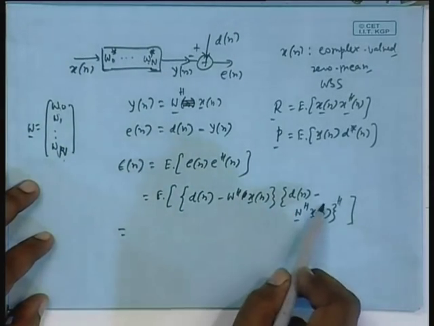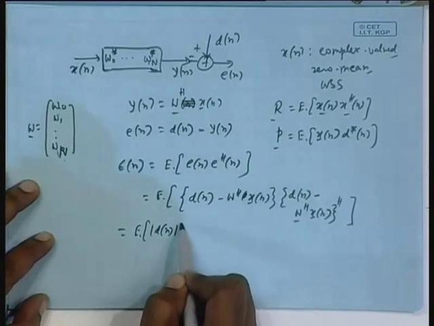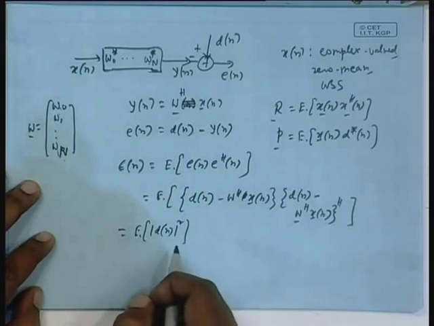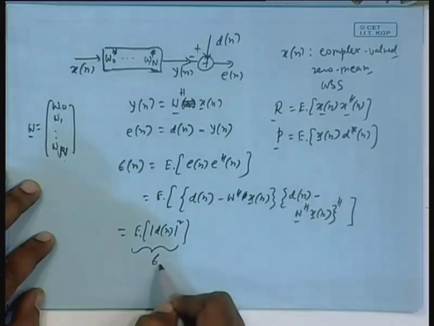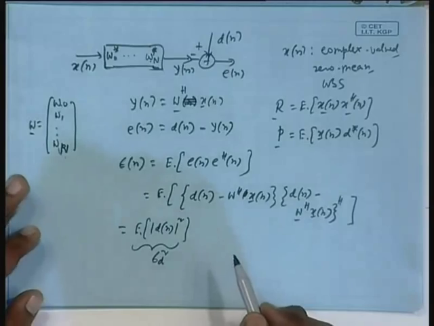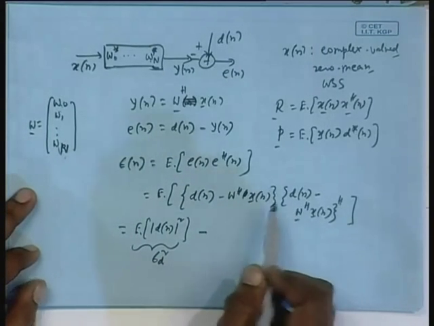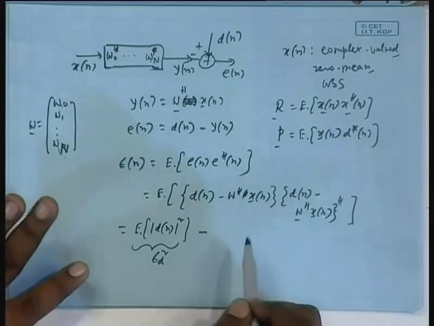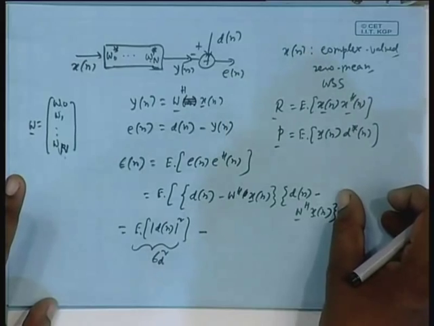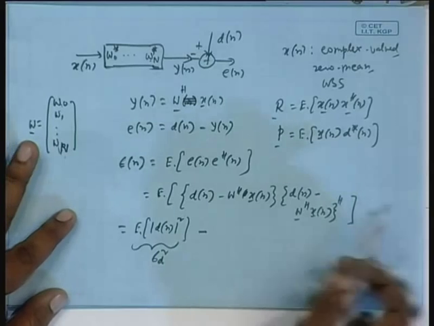If you expand d and d Hermitian, that will give you E of mod d n square, which is the variance of d n, because d n is a zero mean process. So mod d n square expected value, that will be the variance. You can call it sigma d square. It is of no importance to us here, because it does not depend on the filter weights. After derivation, this will go. The two cross terms earlier were the same. Now, these terms will not be the same. One is the conjugate of the other. Earlier, this conjugate was not there. I will repeat it. The two cross terms were the same. Now, because of this, I have to write the things directly.